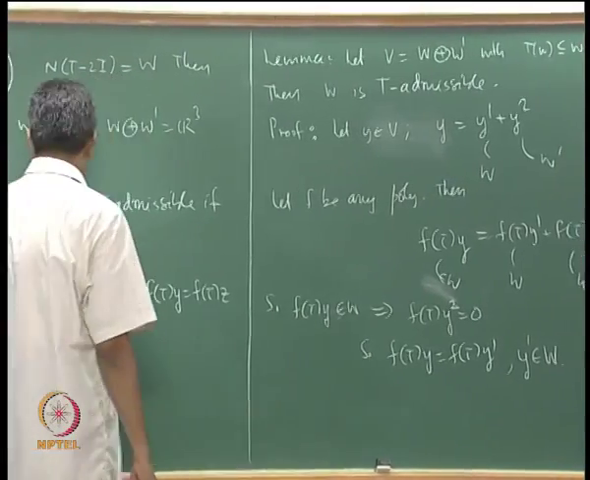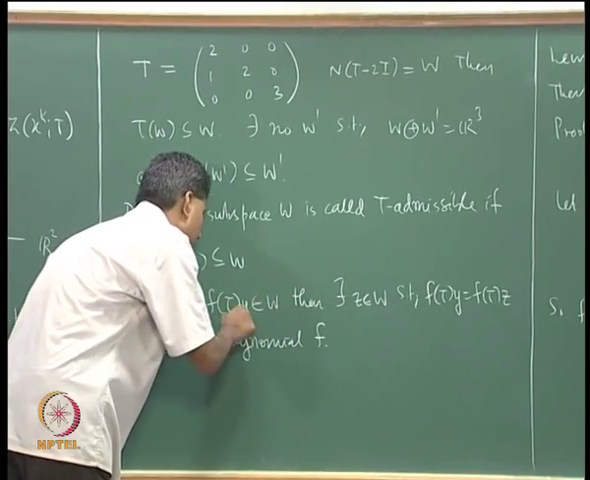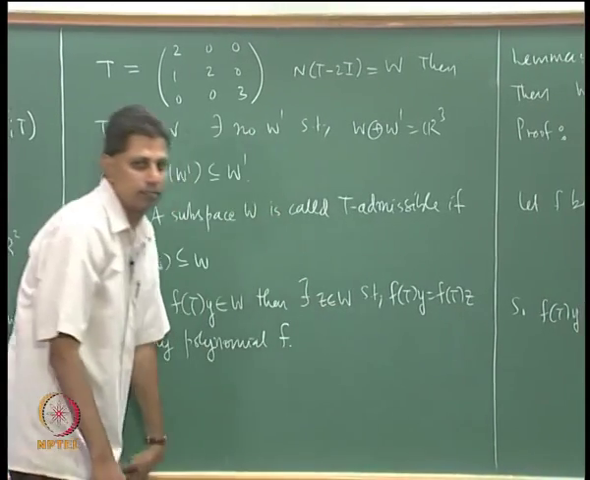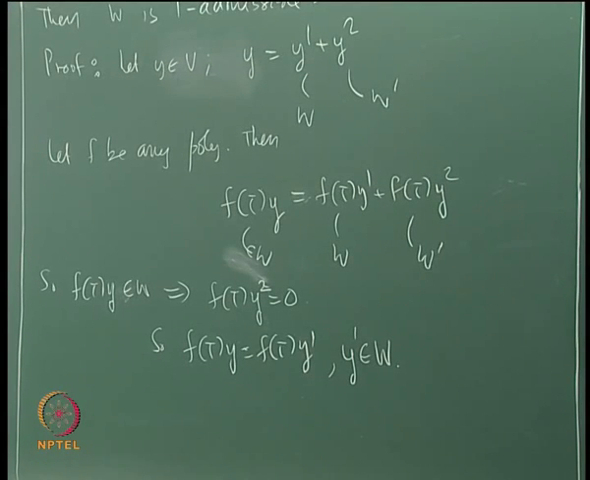If Fty belongs to W, then there must exist a z such that Fty equals Ftz. In this case, z is y1. Okay, so this is a simple consequence of the fact that both W and W prime, forming a direct sum decomposition of V, are invariant under T. The converse is not that easy. It is a consequence of the cyclic decomposition theorem.